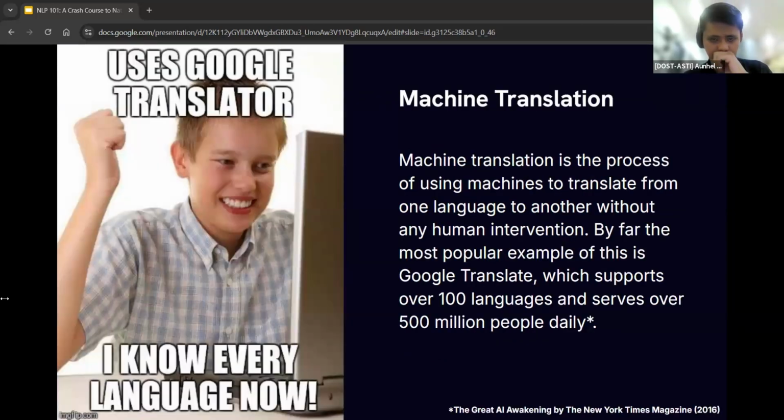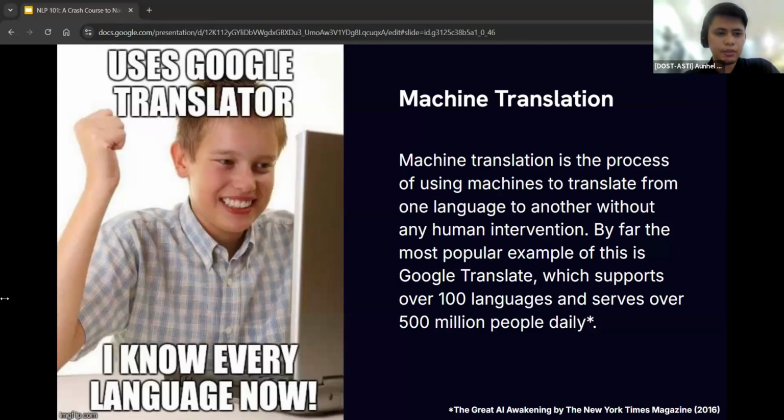So we have machine translation. Once again, it was one of the earliest tasks in NLP. It is translation using machines to translate from one language to another without any human intervention. The translation is done by the machine entirely. By far the most popular is Google Translate, or if you have iOS, there's a Translate app which supports 100 languages and serves over 500 million people daily.